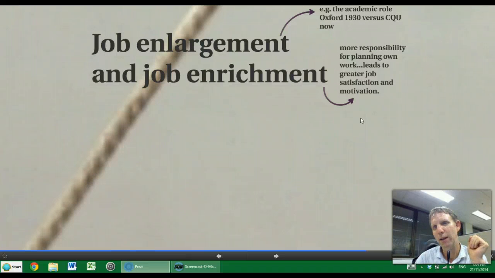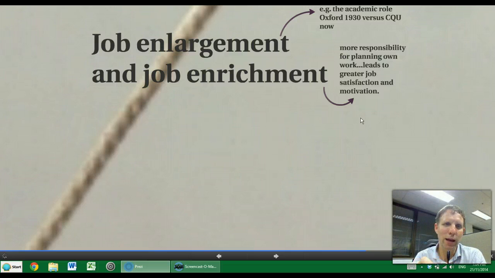Job enlargement. I've used the example there of the academic role. In the 1930s, the academic basically sat in Oxford and researched and met once a week with students, often one-on-one, very, very different to what we've got today.